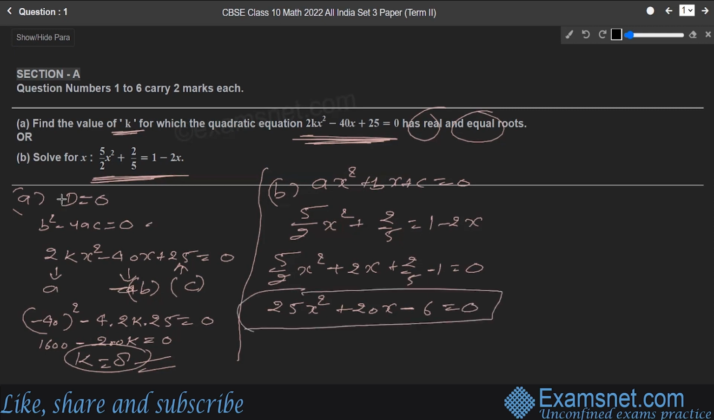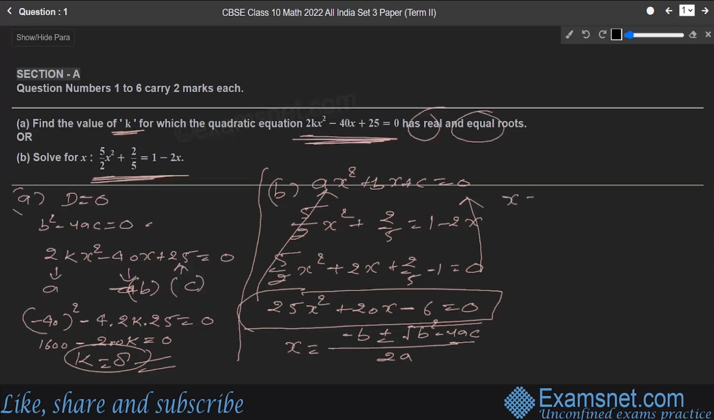So let us compare this equation with our ax² + bx + c, and we can find the values of a, b, and c. And we're going to use the Sridharacharya formula now. The Sridharacharya formula says the value of x is −b ± √(b² − 4ac) upon 2a. That is the Sridharacharya formula, −b ± √(b² − 4ac) upon 2a.